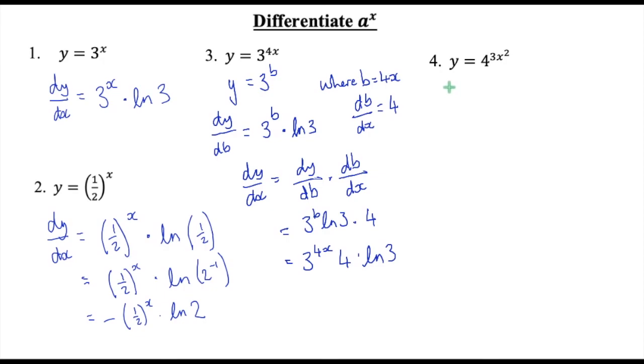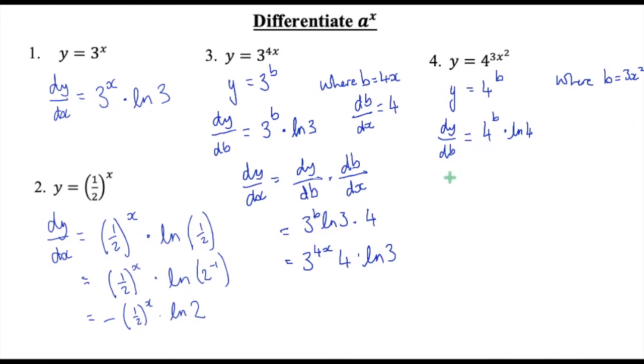Okay, question 4 is slightly more complicated, but we'll follow the exact same steps. So again, we'll have y equals 4 to the power. Let's get rid of that horrible power there, just call it b. Now we can differentiate with respect to b. So we'll get 4 to the b times ln 4. Now let's just make it clear what we've done here. We've let b be equal to 3x squared.